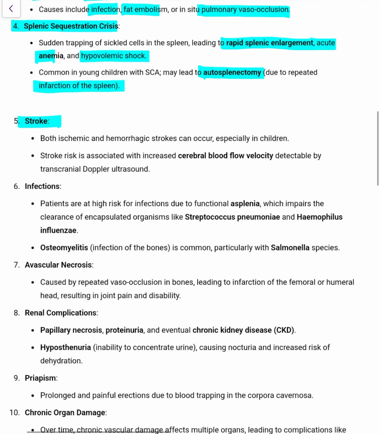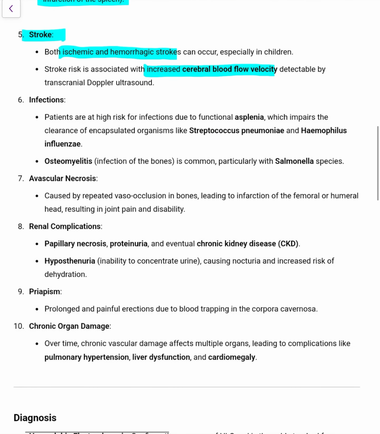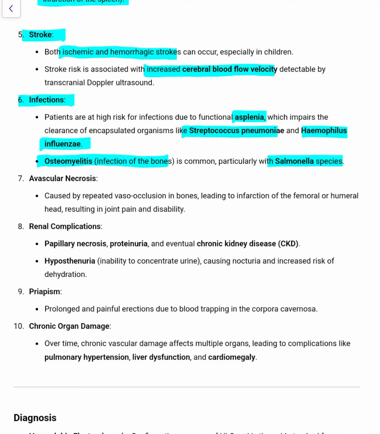Next is stroke. Both ischemic and hemorrhagic stroke can present, especially in children. So in a stroke in the young, one thing you have to suspect is sickle cell anemia. Okay, it is associated with increased cerebral blood flow velocity. Okay, we can detect this by transcranial Doppler ultrasound. Now coming to the infections, there are repeated infections, especially because of autosplenectomy, right? Asplenia is there. So encapsulated organisms, as we know, Streptococcus pneumoniae and Haemophilus influenzae, are common. One more is osteomyelitis, that is infection of the bones, especially with Salmonella species. Okay. Next is avascular necrosis, because of vaso-occlusion of the arteries to the bones. Okay, for example, infarction of the femoral or humeral head.